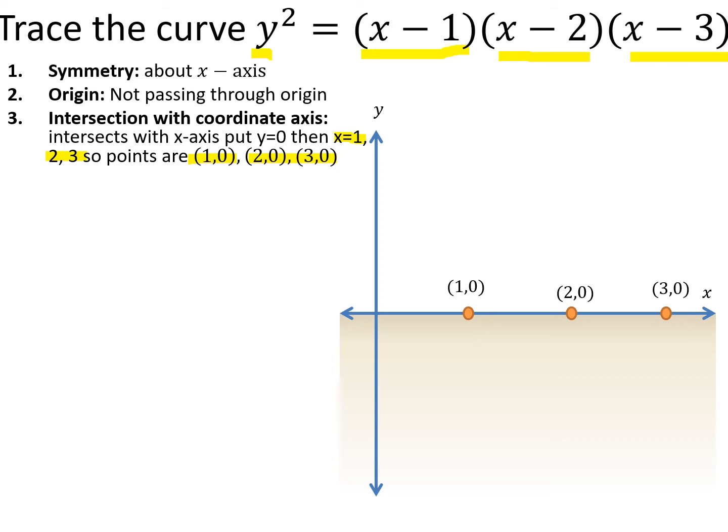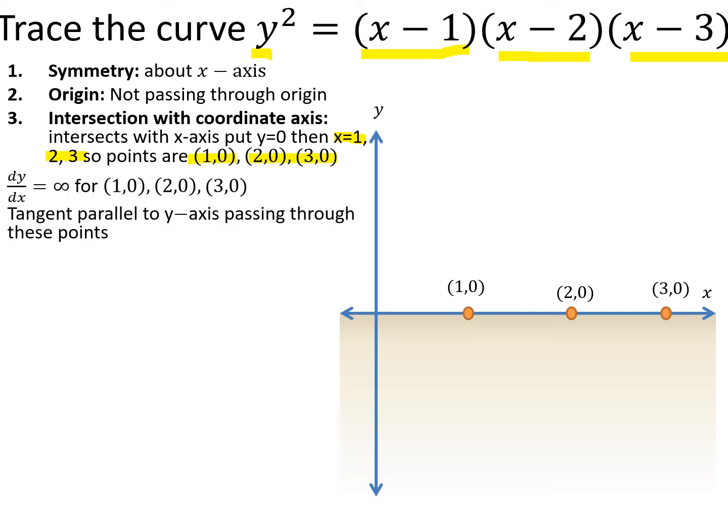I already told you, whenever we get any point, we need to find out the tangent at that point. Okay, so what we will do, we will differentiate this equation with respect to x. So we will get 2y dy by dx is equal to some function of x. Okay, so y will go in the denominator. So every time if we put any point (1, 0), (2, 0), (3, 0), that means y is 0. So we will get dy by dx is equal to infinity. So we are getting dy by dx is equal to infinity for all these 3 points, that is (1, 0), (2, 0) and (3, 0).